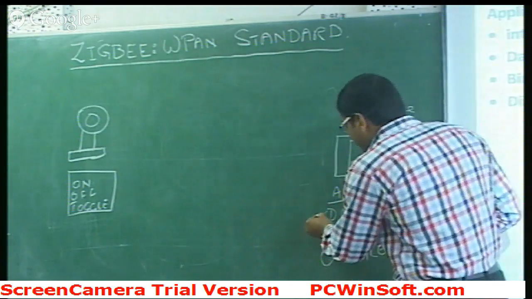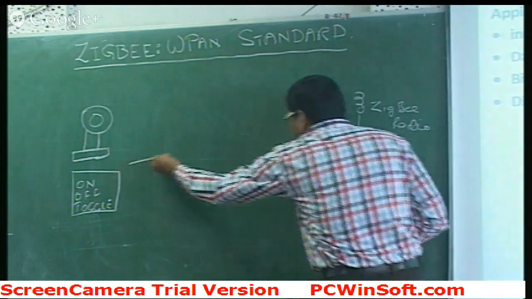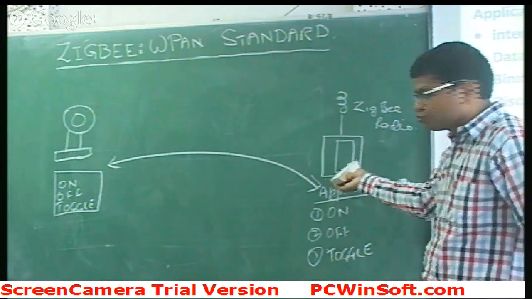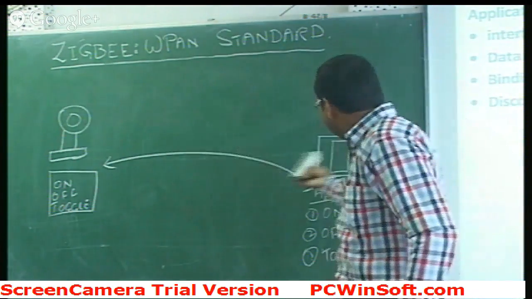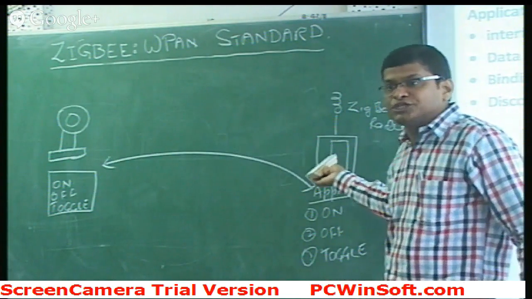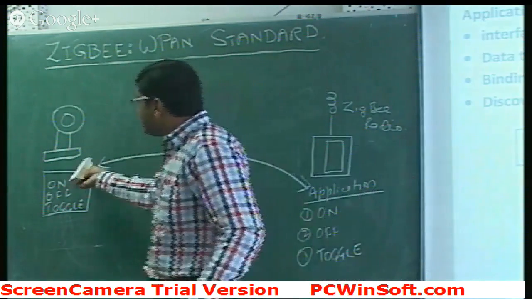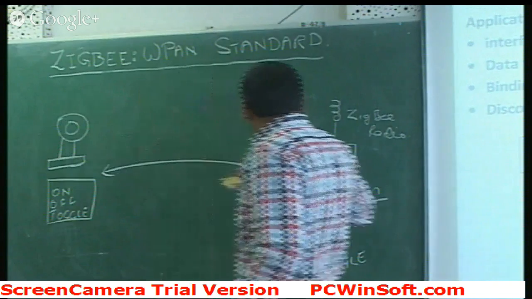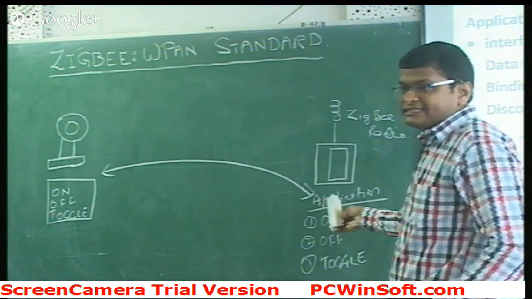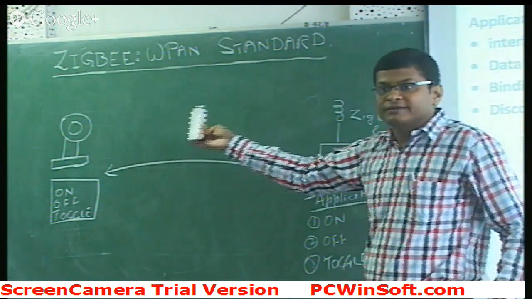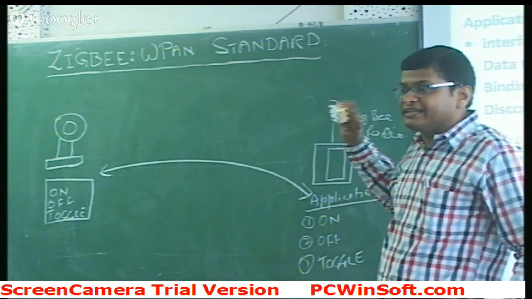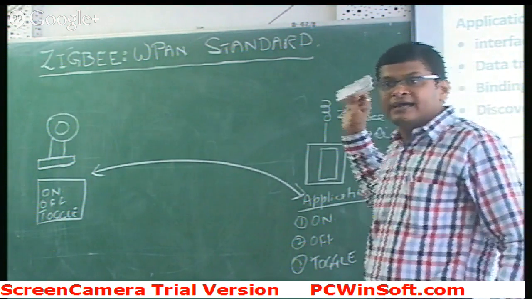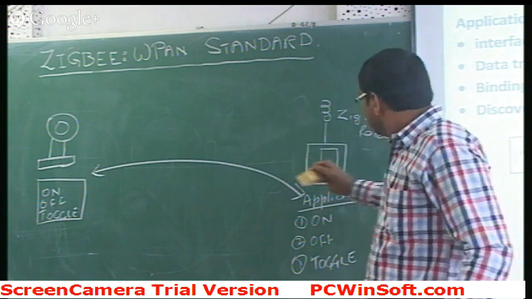So, a binding needs to take place between the application endpoint on the switch and the application endpoint on the bulb. For this, an entry needs to be created in the binding table, and that binding task is performed by the application support.